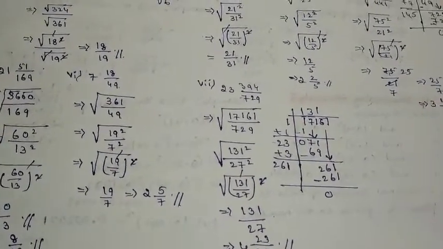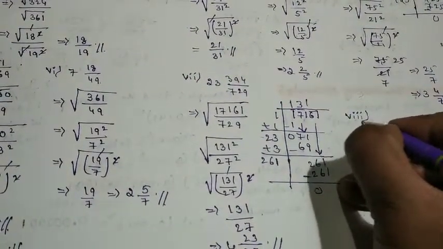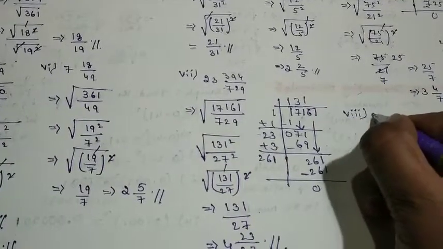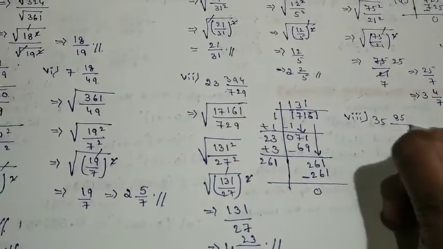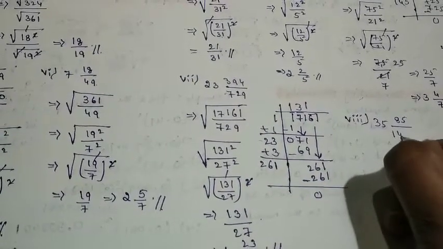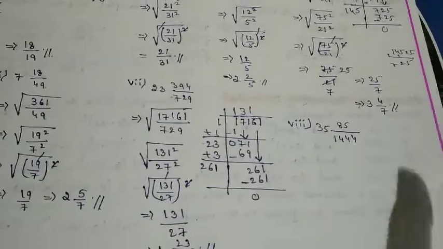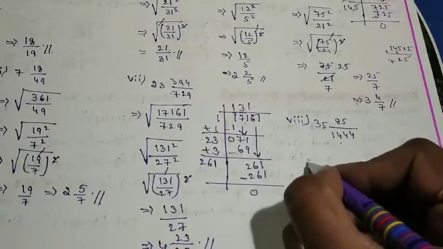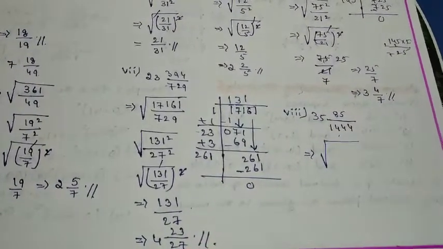And question number 8, that is, find the square root of 35 and 85 divided by 1444. This you do by yourself, children. Convert this into an improper fraction. I'll convert and give the answer, and the remaining part you do it yourself.